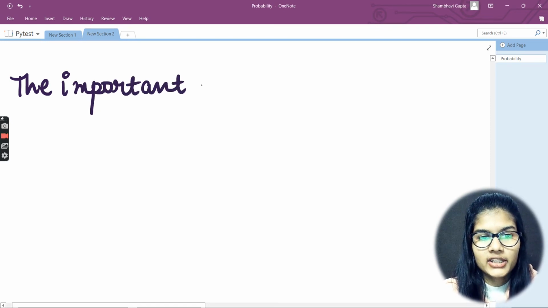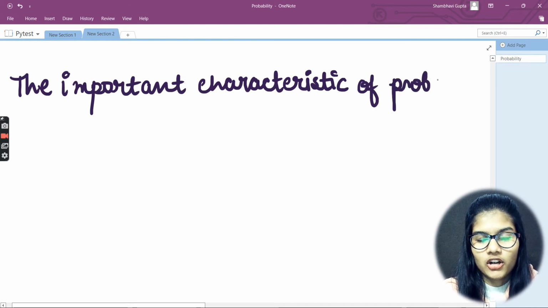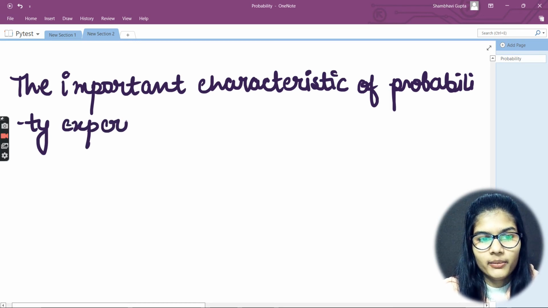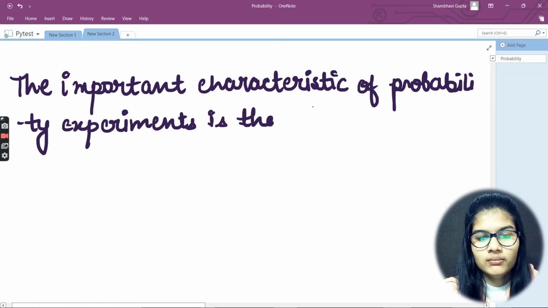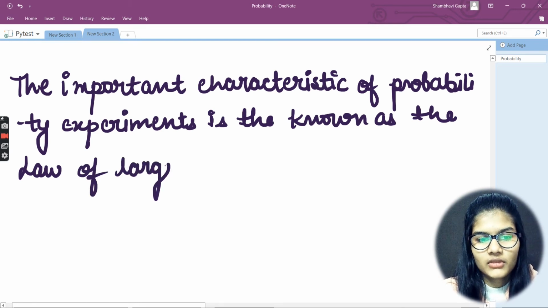The important characteristic of probability experiments is known as the law of large numbers.